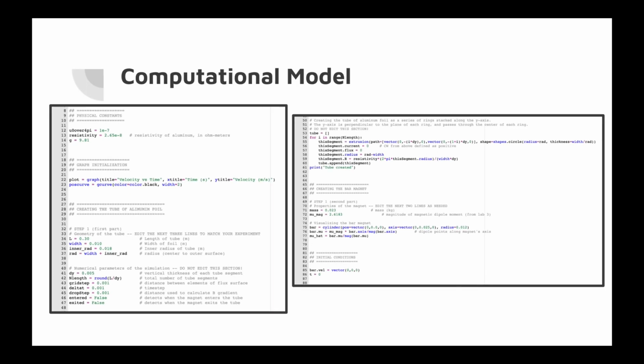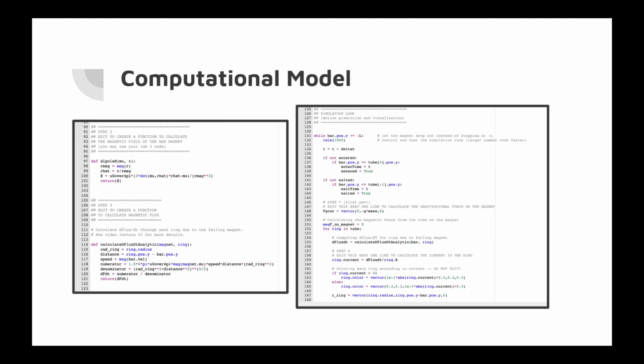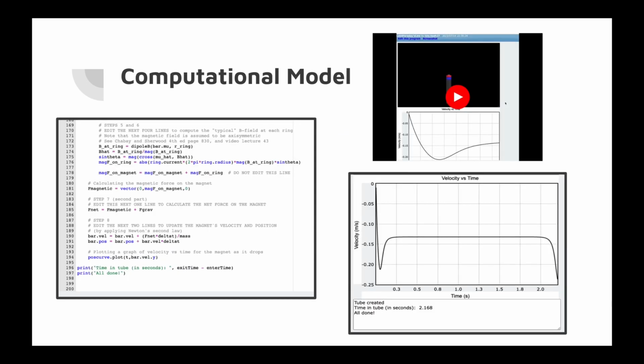For the computational model, I firstly defined my physical constants and initialized the velocity versus time graph. Then I created the aluminum foil tube as a series of rings stacked along the y-axis and defined the geometry of the tube with the measurements I took earlier. Then I created the bar magnet, defining its mass and dipole moment as observed in Lab 2. I then created a function to calculate the magnetic field of the bar magnet, and then calculated the magnetic flux created by the bar magnet. I then determined the conventional and magnetic forces applied to the bar magnet. Finally, I was able to calculate the net force on the bar magnet using the magnetic force and gravitational force. I was also able to apply the magnet's velocity and position to determine the total time the magnet spent inside the tube, which was found to be 2.168 seconds.